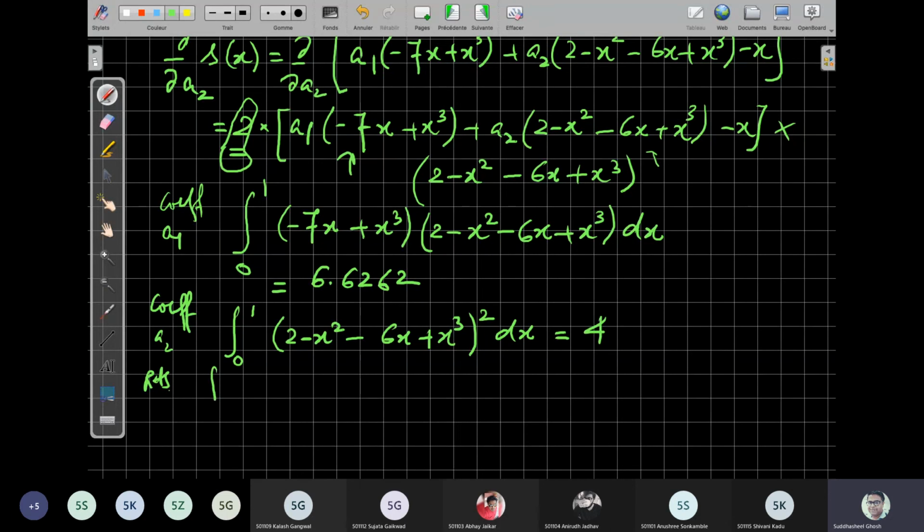So RHS will be 0 to 1. Now we are going to multiply by minus x into 2 minus x square minus 6x plus x cube dx. Tell me, what is this? 1.05. Is it not minus? No sir.